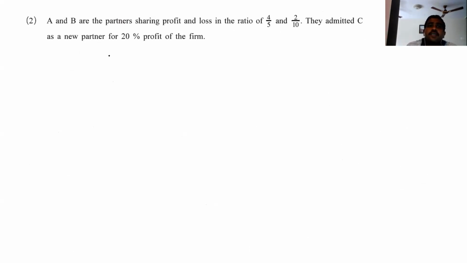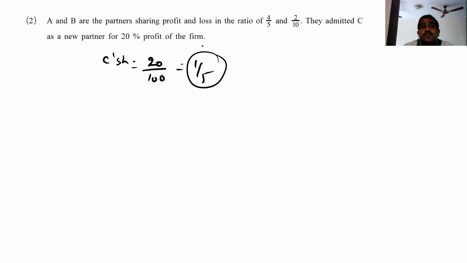They admitted C, so C's share is equal to 20%, that is 20 upon 100. So we can say 1 by 5. Right. So it's clear now. A and B are the partners, 4 by 5, 2 by 10, and C's share is 1 by 5, and they are asking to find the new ratio. No one is saying, let the profit of the firm be 1. Right. So let's start that.